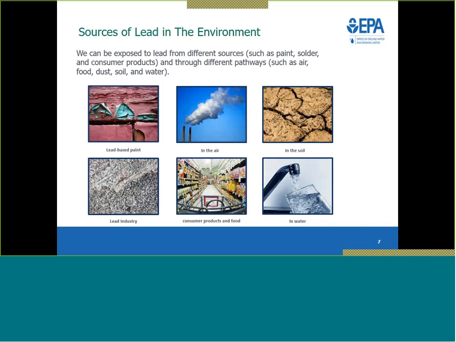The primary source of exposure to children is lead-based paint used inside or on houses built before 1978. However, it is estimated that 20% or more of human exposure to lead may come from lead in drinking water.